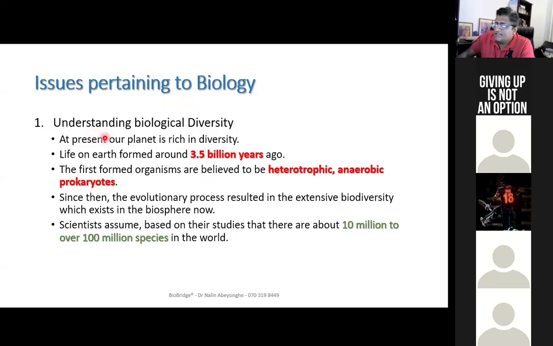We are talking about understanding biological diversity. Since the formation of these heterotrophic anaerobic prokaryotes, which formed in the water, in the oceans, the primitive oceans, and from there onwards up to now, it resulted in the extensive biodiversity which exists in the biosphere now.